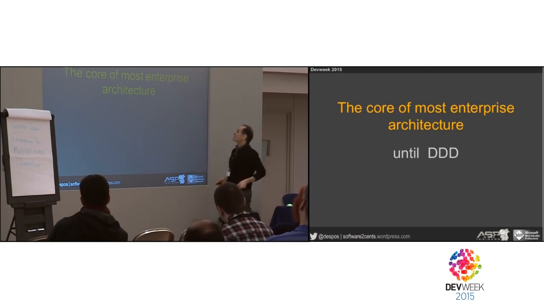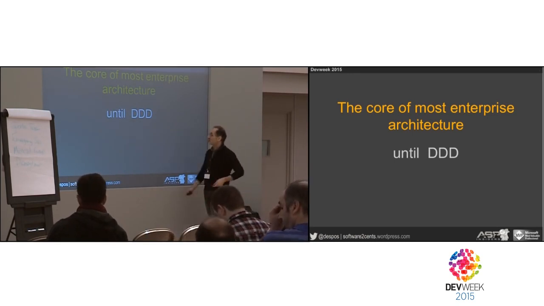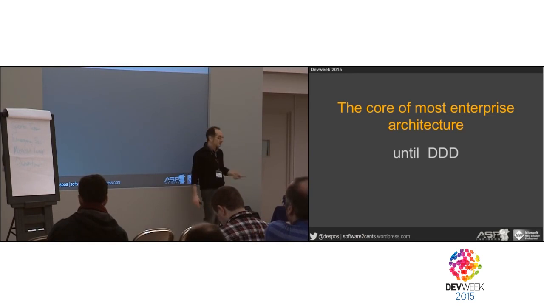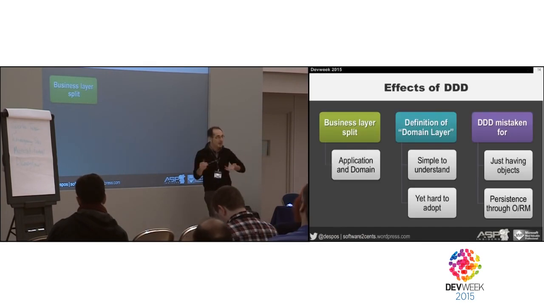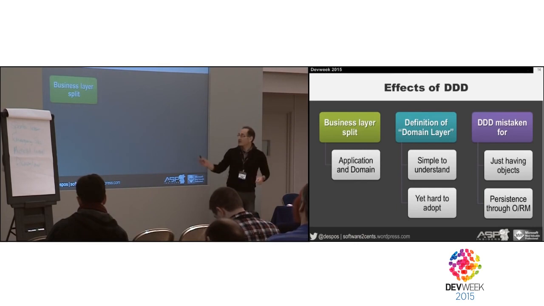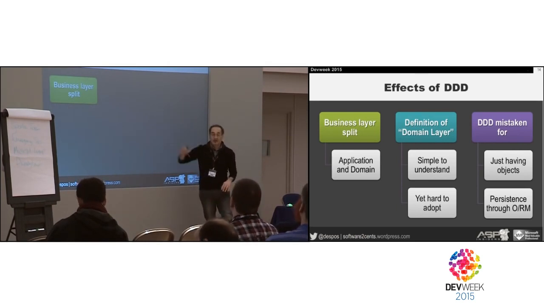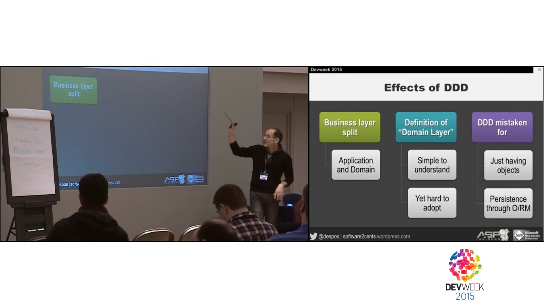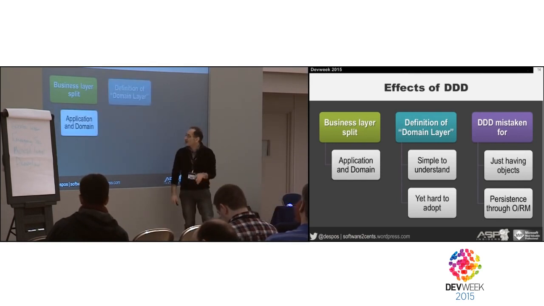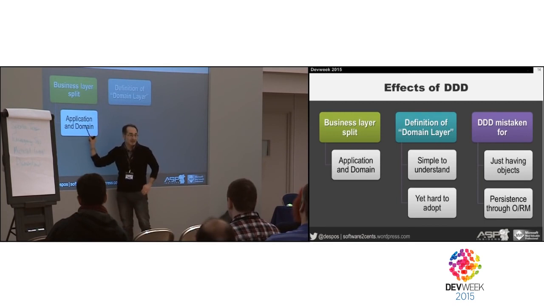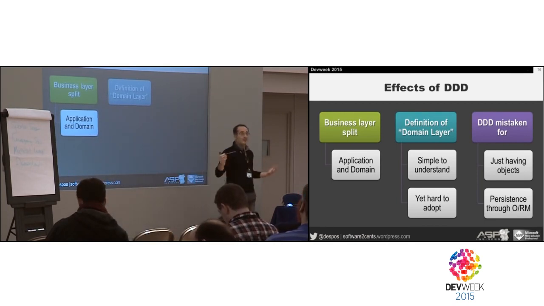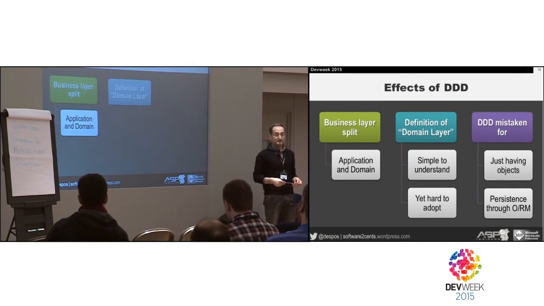That was the core of most enterprise architecture until domain-driven design appeared on the scene, which was about 10 years ago. But a lot of things have happened in 10 years. The effects of domain-driven design on the way we architect systems: let's say we are starting from the classic three-tier presentation, business, data access. The first notable effect of domain-driven design was that the business layer was split into application and domain layers, which is a great thing because this split does justice to the 50 shades of gray areas in architecture.